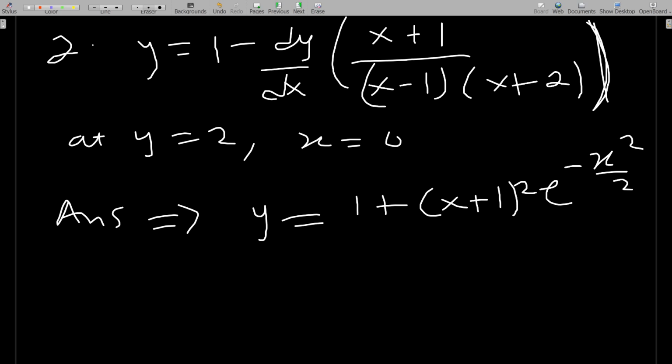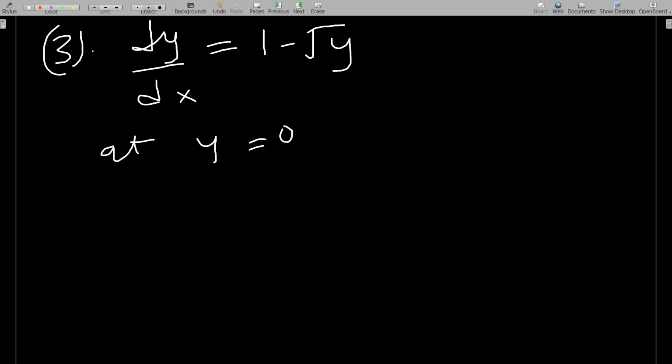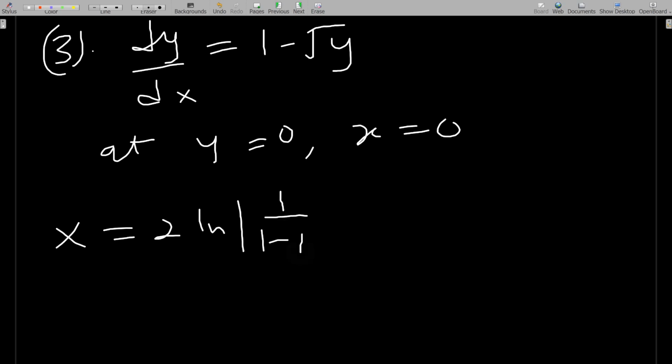And then the last trial, I want you to go through all these trials. dy dx, this one the question has made it simple, equals 1 minus the square root of y. Then at y equals 0, x is equal to 0. Now the answer is x is equal to 2 ln of 1 over 1 minus the square root of y, minus 2 square root of y. So realize that here, I'm not sure you're able to make y the subject.